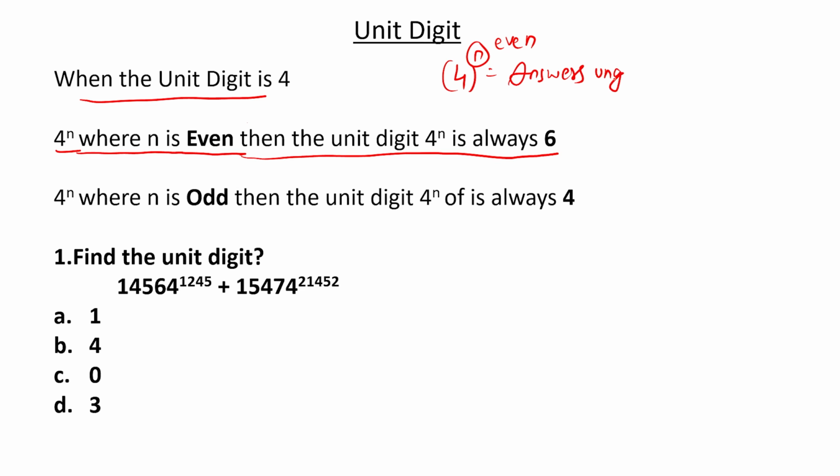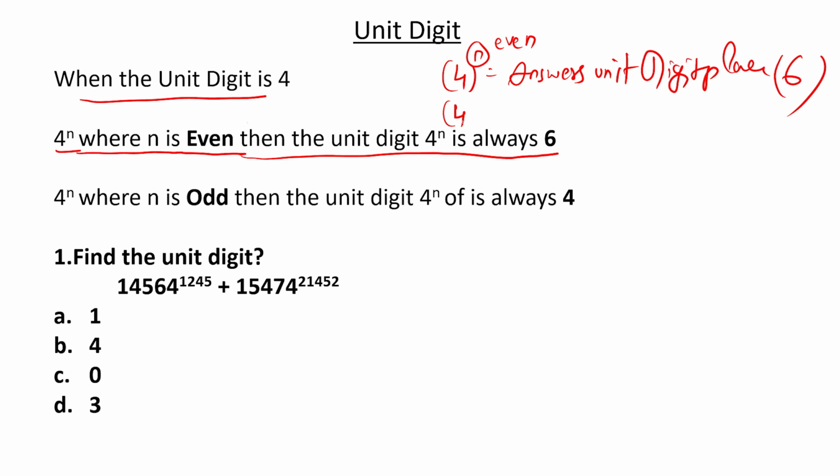You understand, right? When 4 power n, where n is even, then the answer's unit digit, oh, let me take an eraser. What the heck is the eraser? Yeah. Where is it? Yeah. The answer's unit digit place will always be 6. You understand, right?